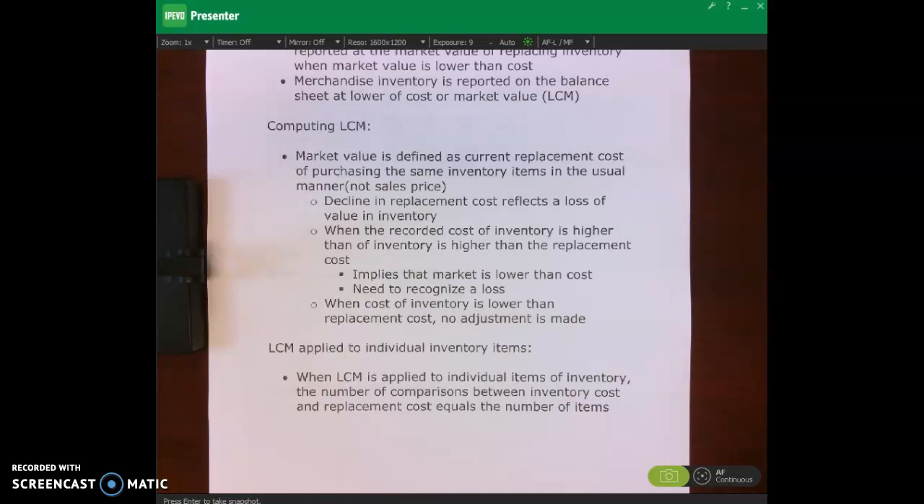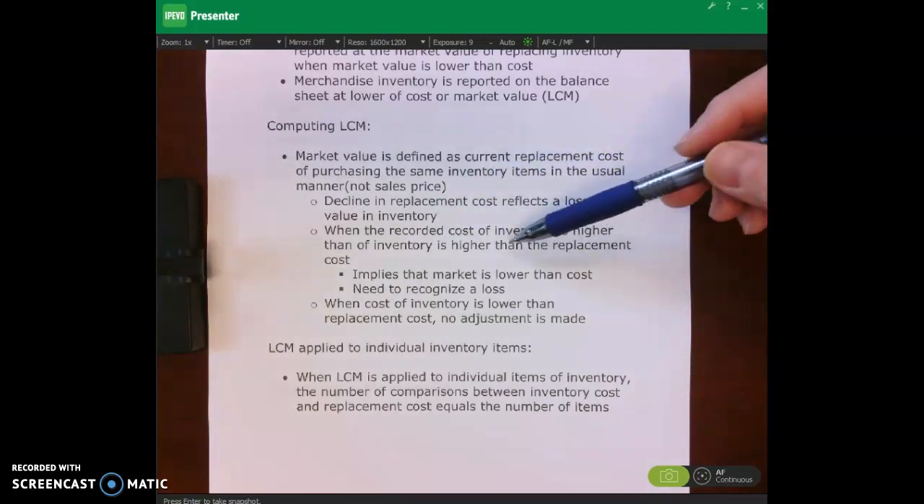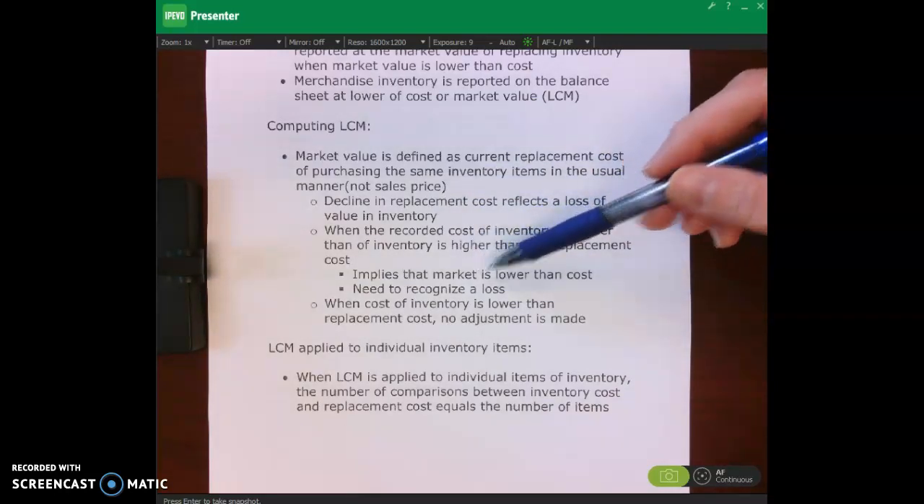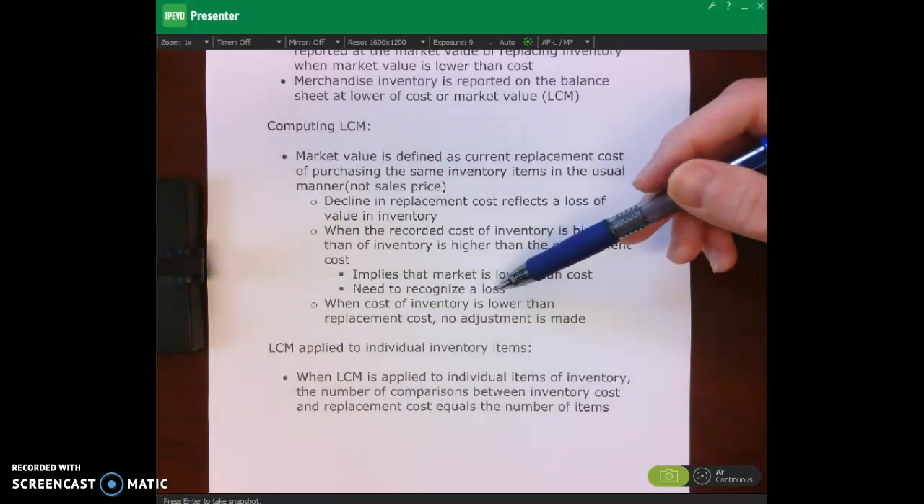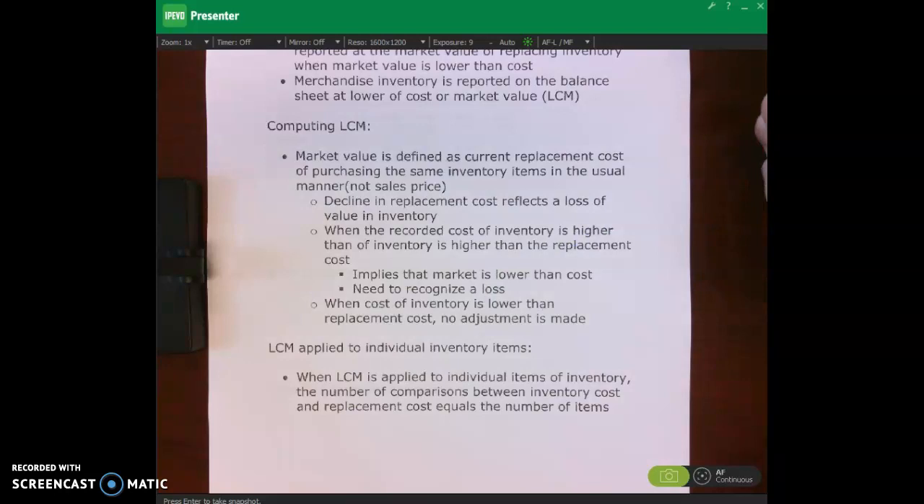So the value of inventory, especially iPhones, can decrease. Think about LCM if you're selling iPhones. A new iPhone comes out, the value of old iPhones just dropped a lot because everybody wants a new one. So when the recorded cost of our inventory is higher than the replacement cost, that means that the market is lower than the cost, and we need to recognize a loss. When the cost is lower than the replacement cost, we don't have to do an adjustment.